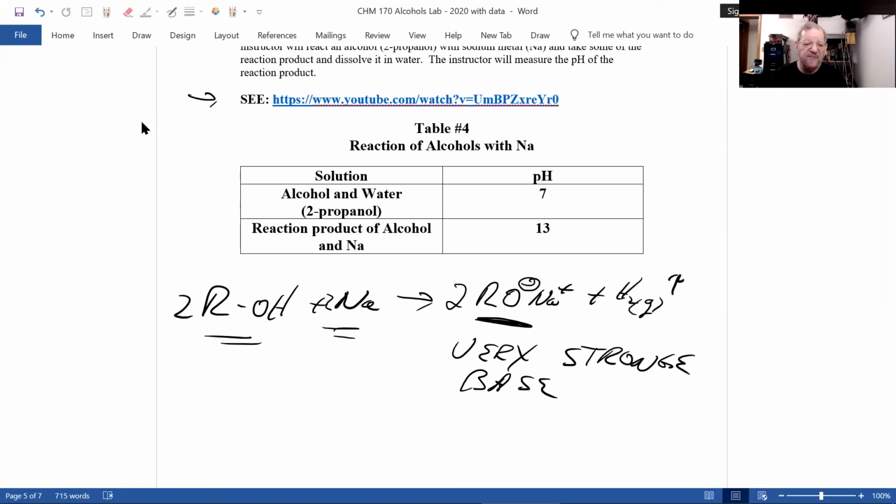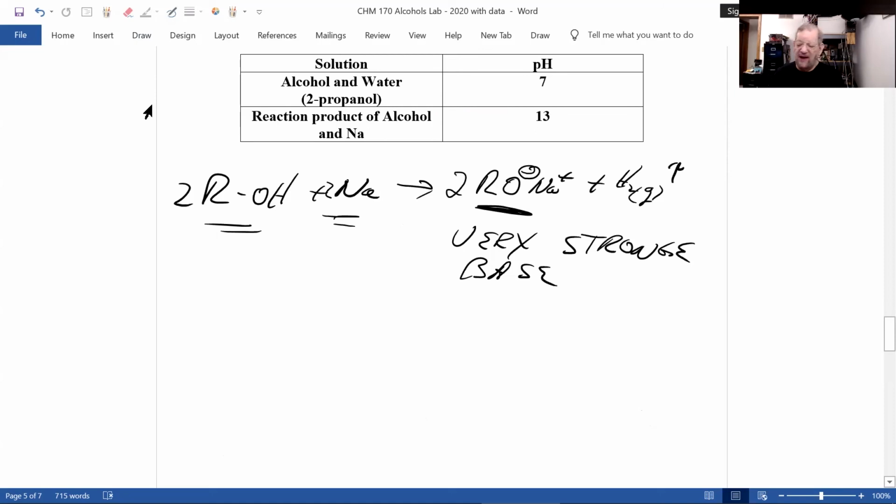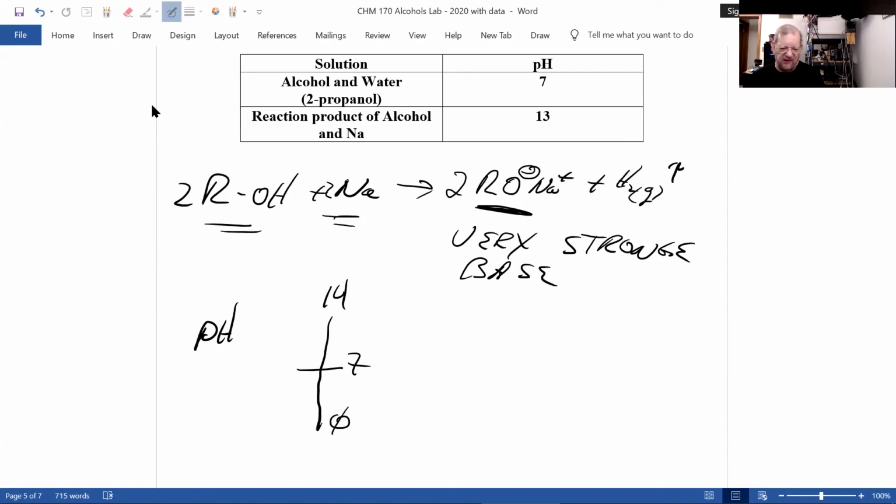If you remember from your undergraduate general chemistry, we have pH, which is a measure of acidity or basicity. pH goes from 0 to 14. If it's above 7, we call that a basic solution. If it's below 7, it's acidic. And the greater the number, the more basic it is; the smaller, the more acidic.